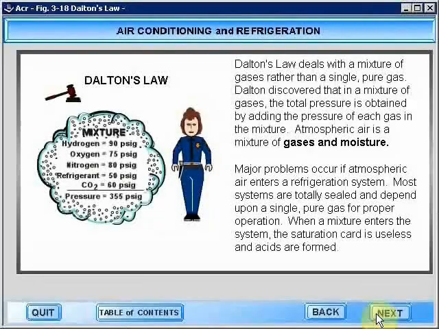Dalton's law deals with a mixture of gases rather than a single pure gas. Dalton discovered that in a mixture of gases, the total pressure is obtained by adding the pressure of each gas in the mixture. Atmospheric air is a mixture of gases and moisture. Major problems occur if atmospheric air enters a refrigeration system. Most systems are totally sealed and depend upon a single pure gas for proper operation. When a mixture enters a system, the saturation card is useless and acids are formed.